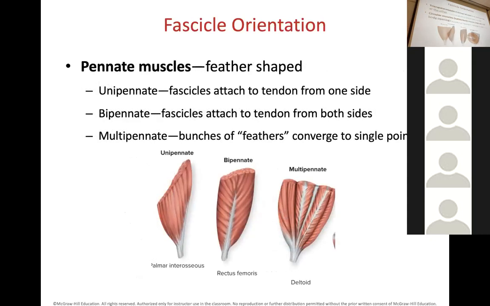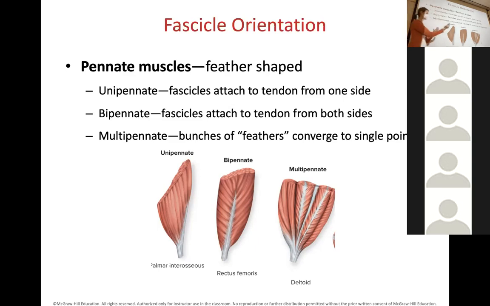And then we have pennate muscles. There's actually 3 subcategories of pennate muscles. Pennate just means feather shaped. So unipennate, you have kind of, it's almost like half a feather. So this tendon here would be like the vein in the middle of the feather. And there's fascicles coming off of just one side. So uni means one, unipennate.